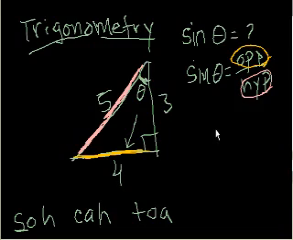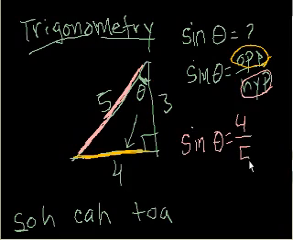So now I think we're ready to figure out what the sine of theta is. The sine, whoops, I stayed in pink. Sine of theta is equal to the opposite side, 4, over the hypotenuse, which is 5. We're done. Let me erase part of this, and we'll figure out some more things about this triangle.